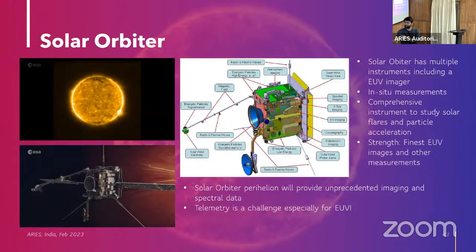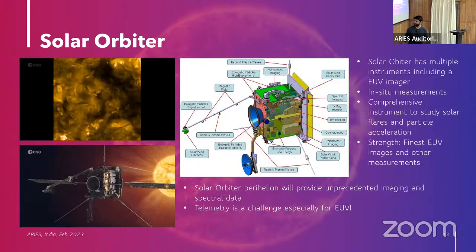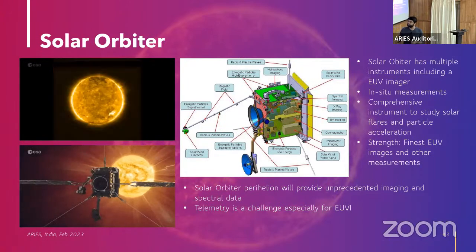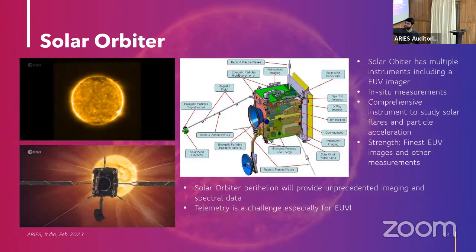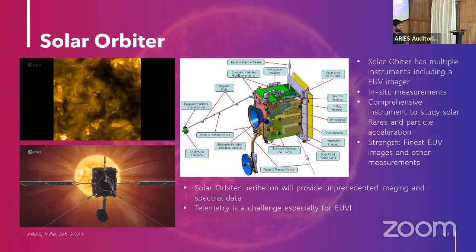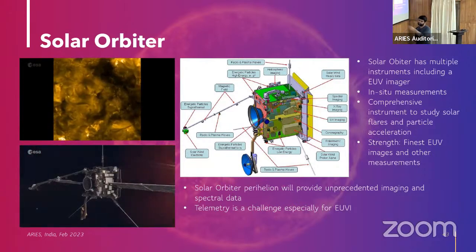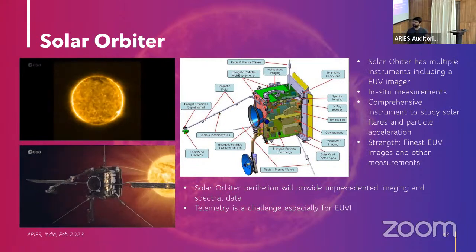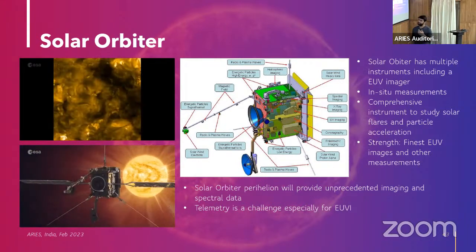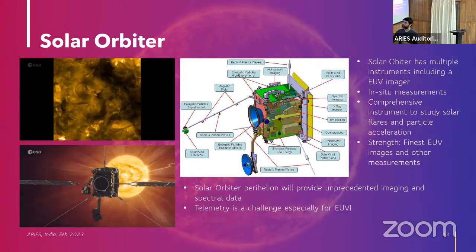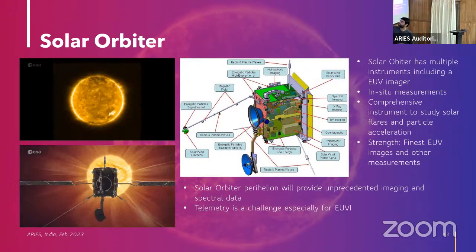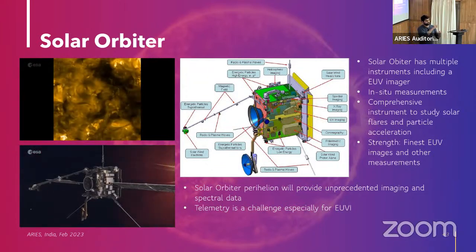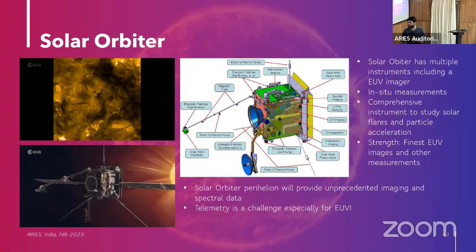Again, Solar Orbiter is the second satellite orbiting around the Sun. It has many instruments, but the useful one here is the UV imager, which gives unprecedented spatial resolution and allows you to constrain these very small campfires. And in X-rays, you have STIX, which is basically an imager, just like RHESSI. So you can do spectroscopy and imaging simultaneously.